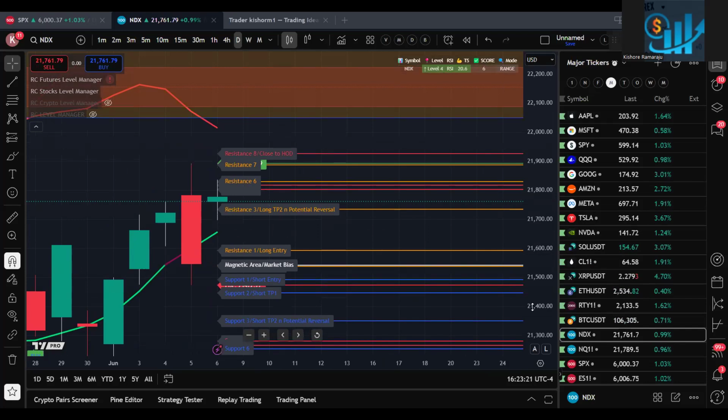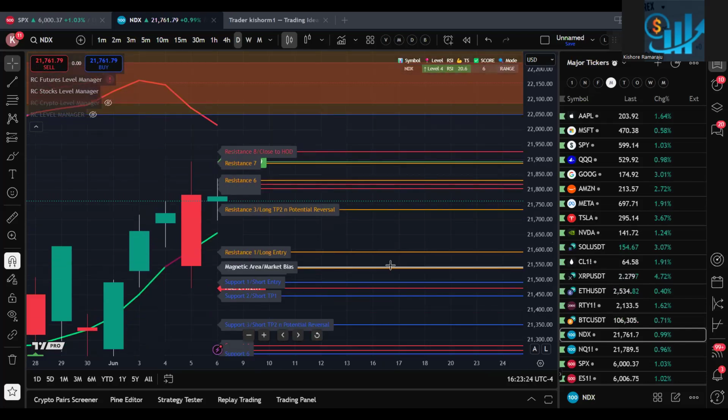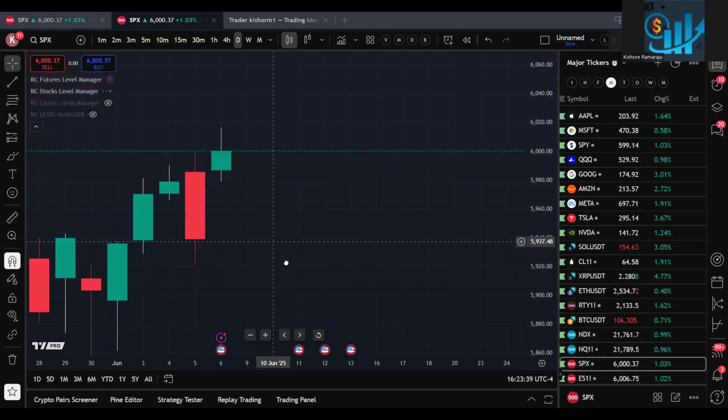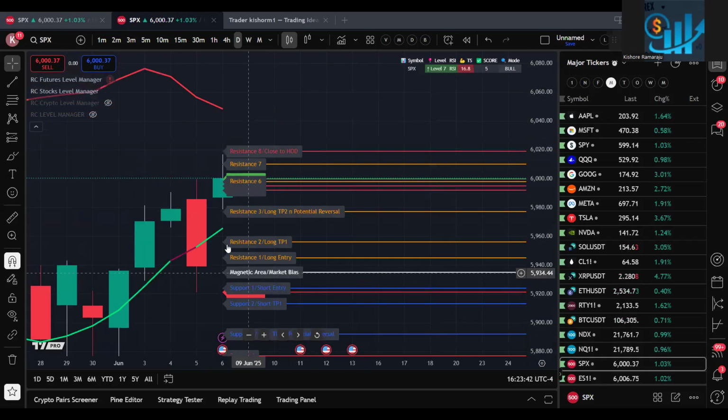Right, NDX, especially if you are looking for swing trades, we want to be bullish. If you are looking for scalping, you can take bearish, but if you are looking for swing trades, it is where your open and close are above the magnetic area. SPX, same thing, it is above the magnetic area.